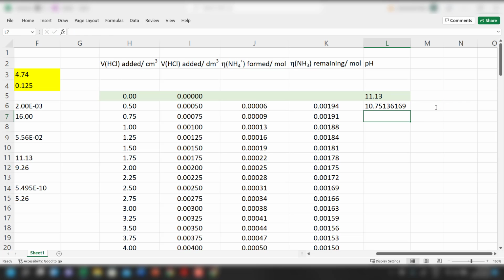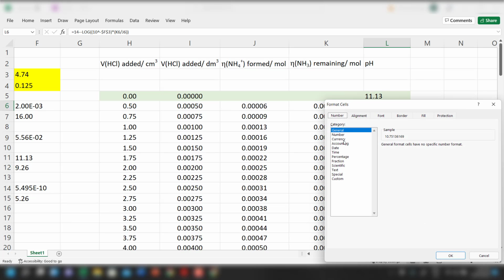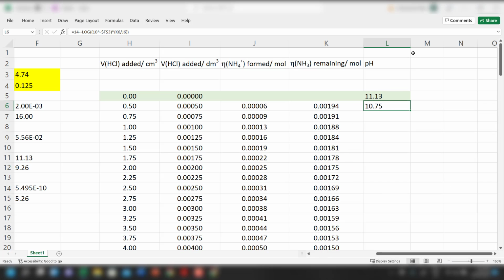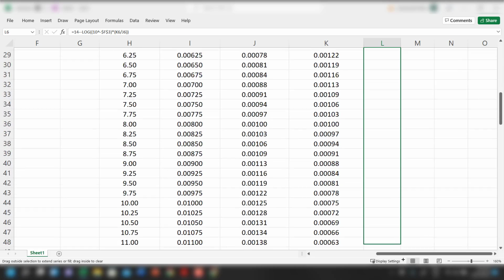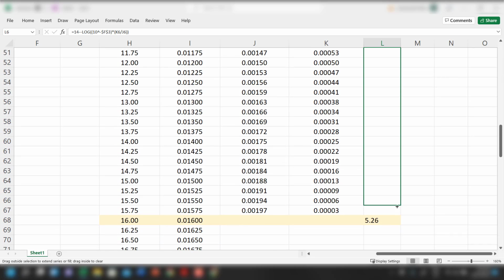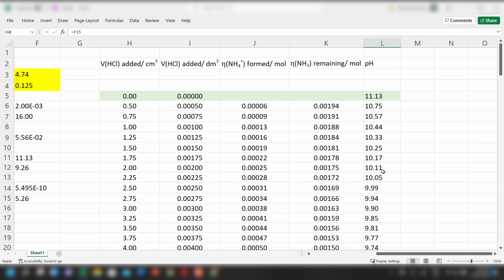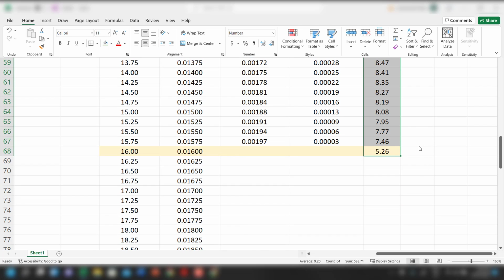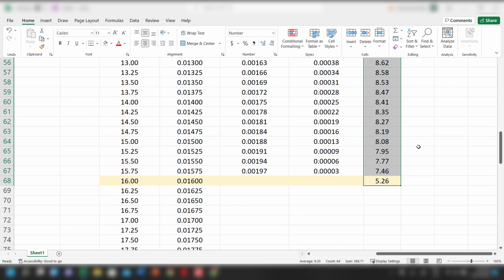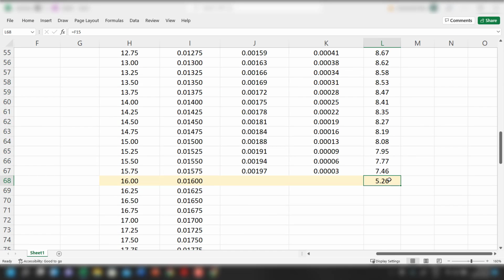Okay, and I'm going to get 10.75. So we keep it to 2 decimal places. Okay, so that's 10.75. With the same formula, I'm just going to drag it all the way down, in a similar way until slightly before the equivalence point. So I'm going to get 7.46. From here you can see that we are about to be able to plot some things. But this is just the titration curve until the equivalence point.